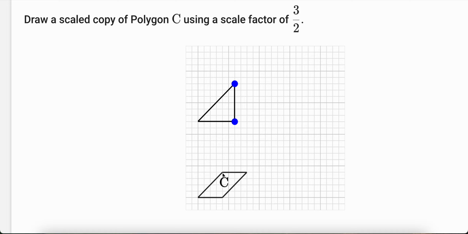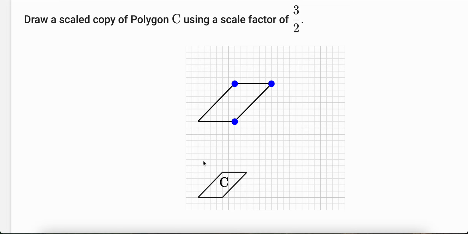And again, that distance is 1, 2, 3, 4 straight segments. So 4 times 3/2 is 6. So I'm going to drag that 6 units to the right.